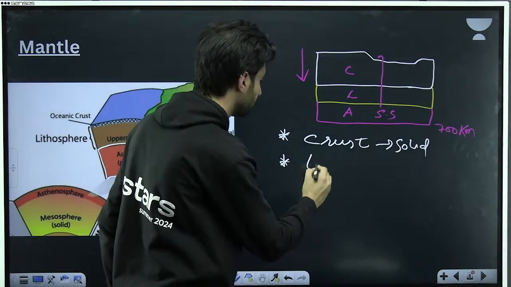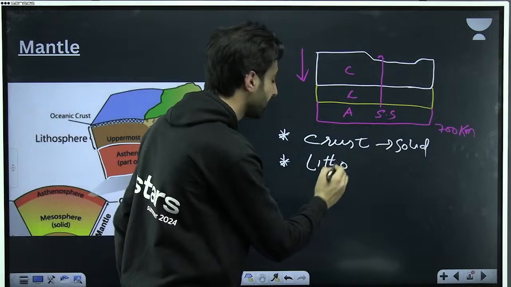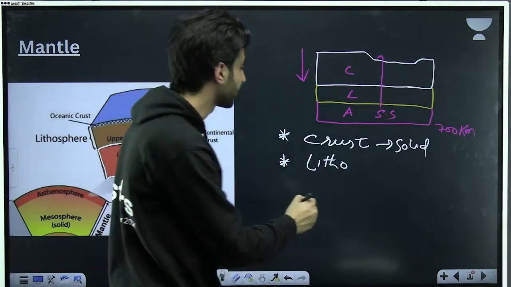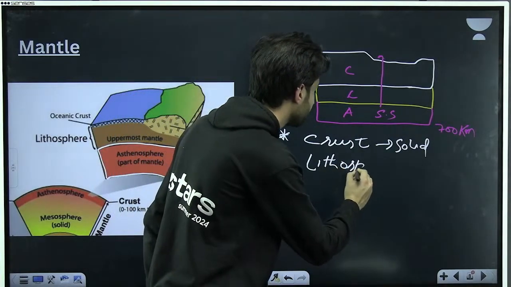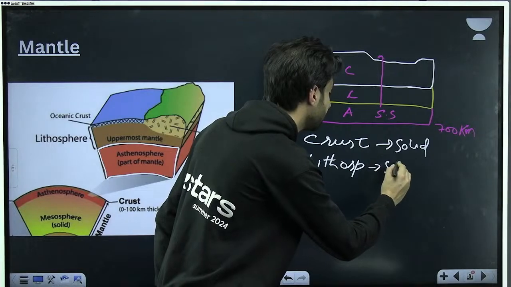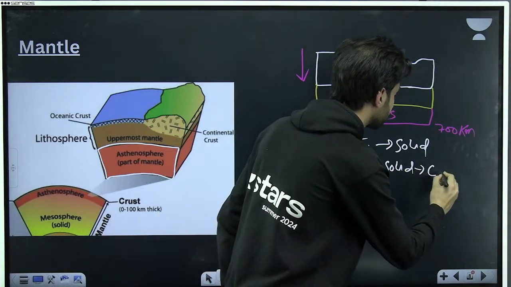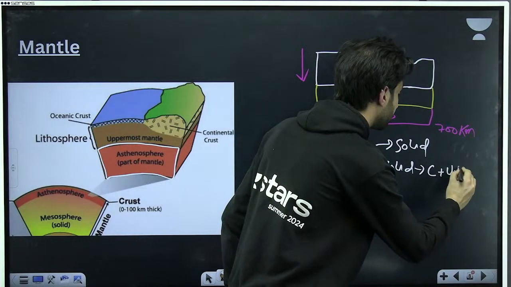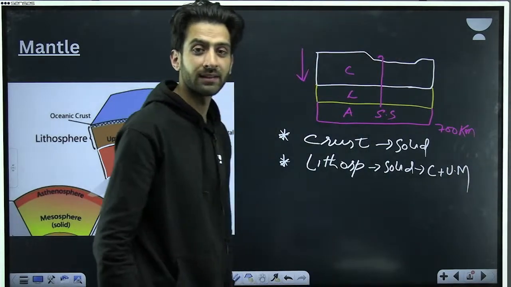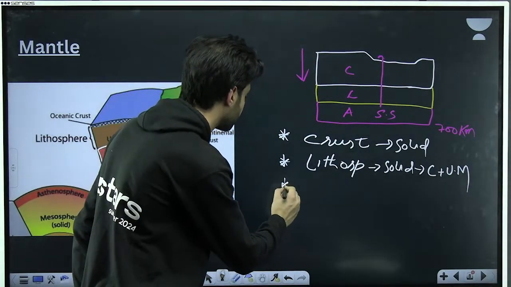Lithosphere. Just keep answering in the comments as I'm writing. Just tell me what I'm writing. Am I correct or not? Lithosphere is solid as well, and it includes what? Crust plus some part of upper mantle, and then asthenosphere.